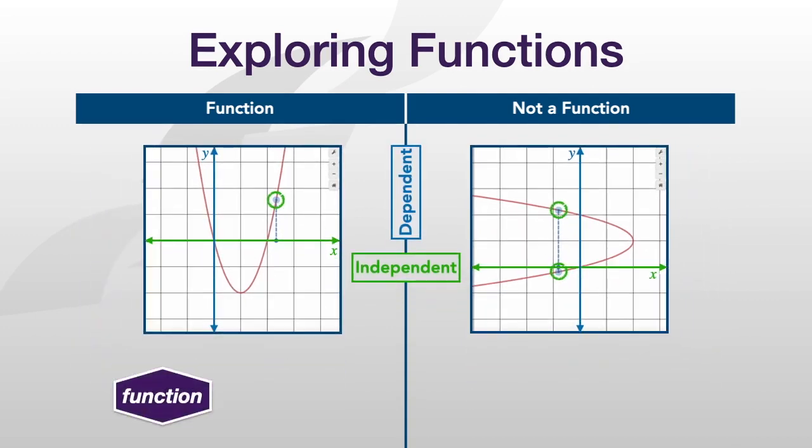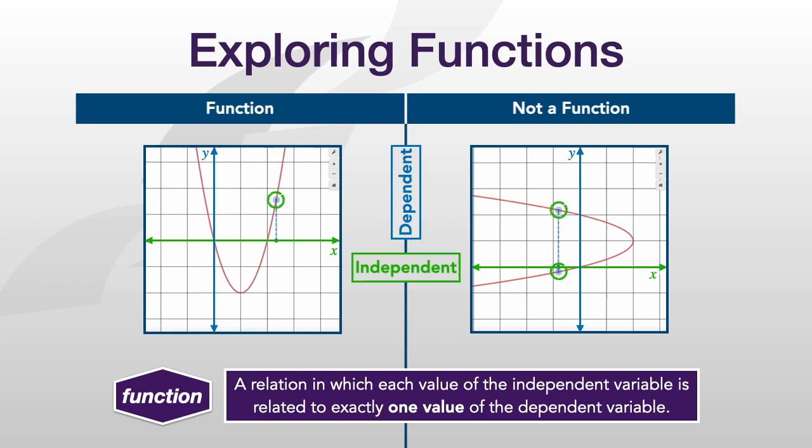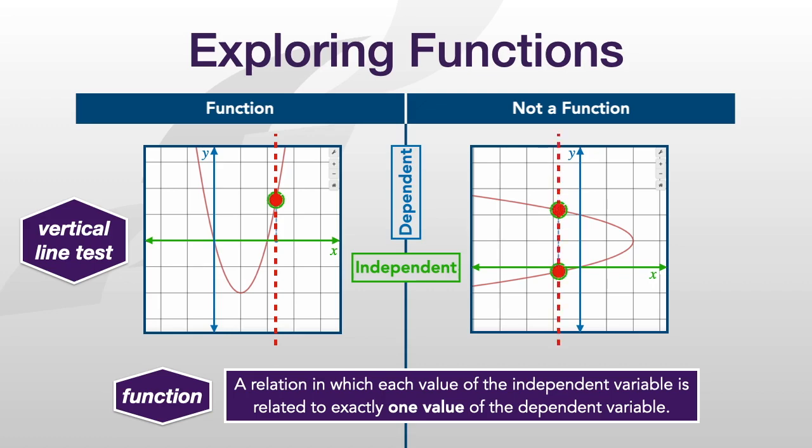So a function is a relation in which each value of the independent variable is related to exactly one value of the dependent variable. In other words, for every x value, there's only one y value. One way to determine a function visually is to do what's called the vertical line test. If I pass a vertical line anywhere on a function, it only crosses the graph at most one time. Yet with a non-function, it passes through more than one point.